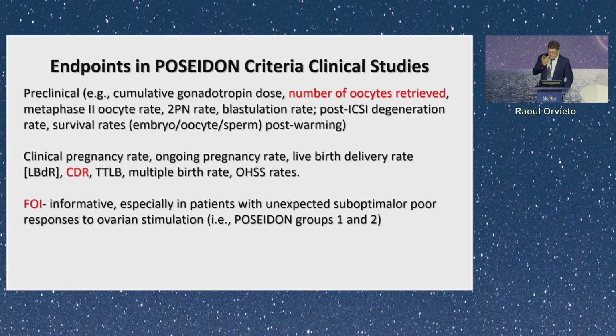What about endpoints in the POSEIDON criteria according to the POSORT study? The best endpoint, as I told you, was the cumulative delivery rate, but you can also use the number of oocytes retrieved, FOI, the minimum number of oocytes needed to achieve one euploid embryo, etc. So all this list of endpoints can be used when you are conducting studies that relate to the POSEIDON criteria.